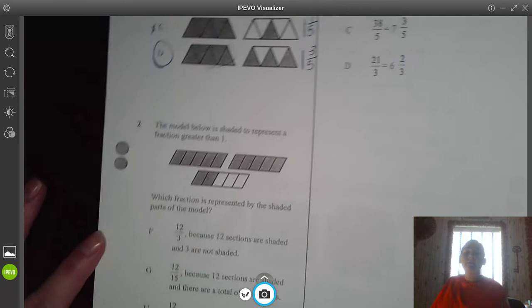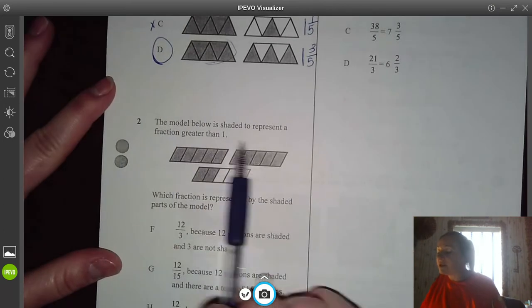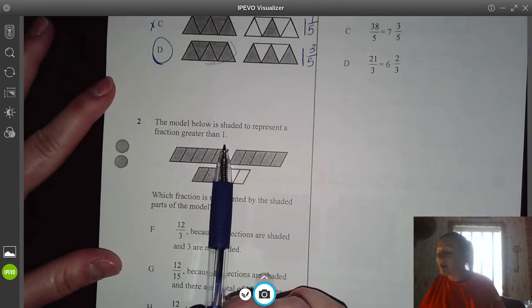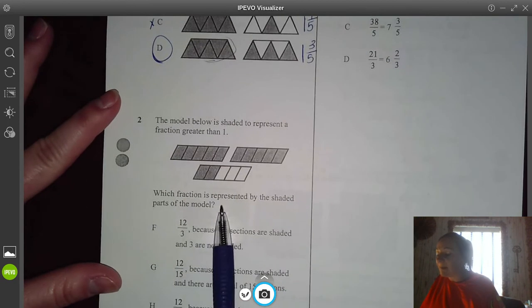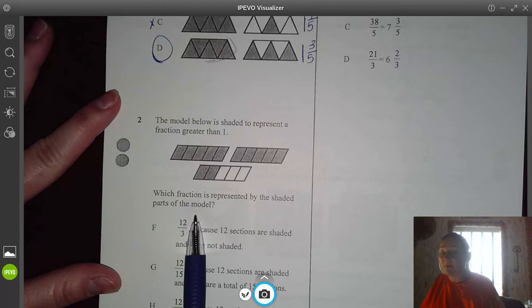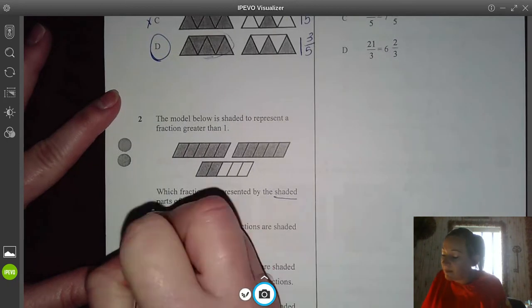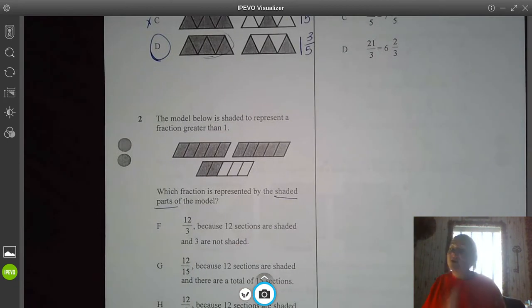Take a look at number 2. It says the model below is shaded to represent a fraction greater than 1. Which fraction is represented by the shaded part of the model? So we're looking at the shaded parts. Well, let's talk about what we do know. Let's go ahead and do it as an improper fraction and a mixed number.